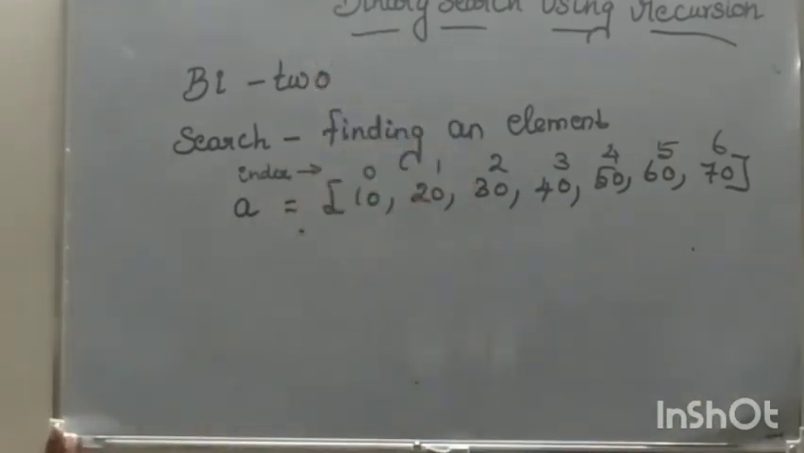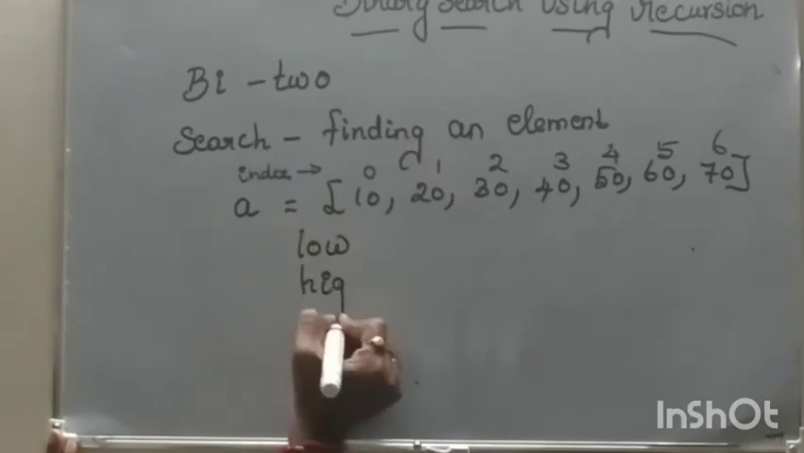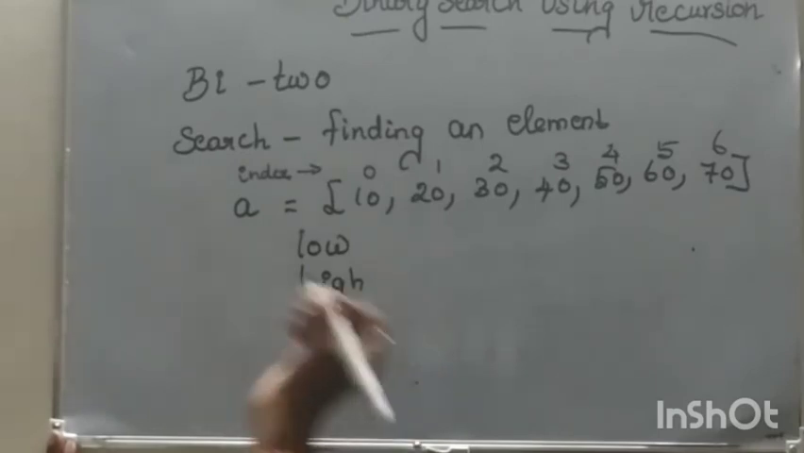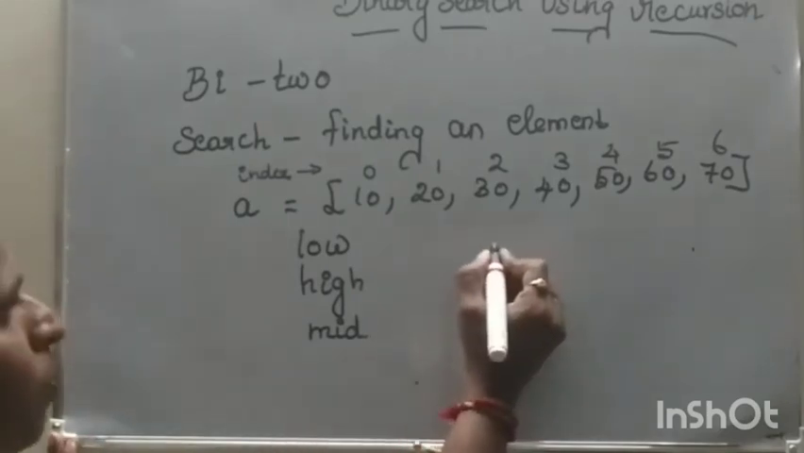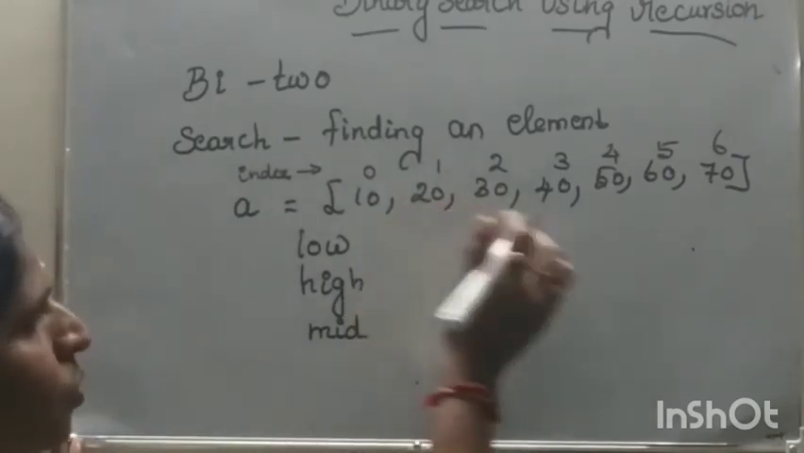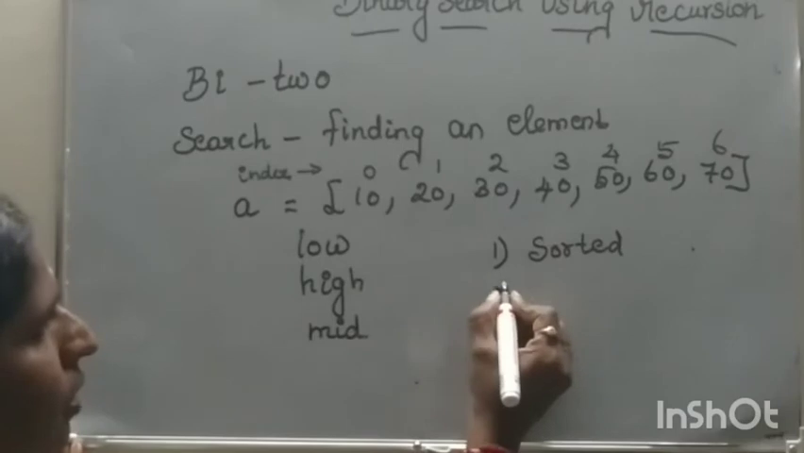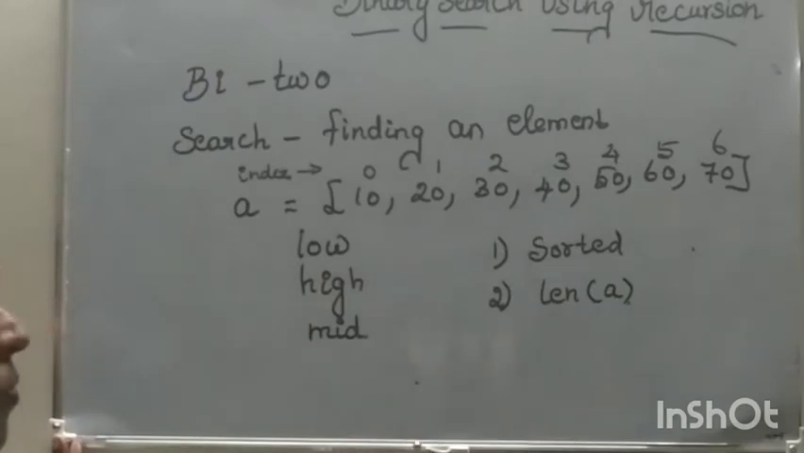In the binary search concept, I am going to use 3 labels. One is low, another one is high, another one is mid. 2 main factors you should consider. Number 1 factor, your array should be sorted. And the second factor is you should know the length of the array. Based on this only, we can perform the binary search operation.